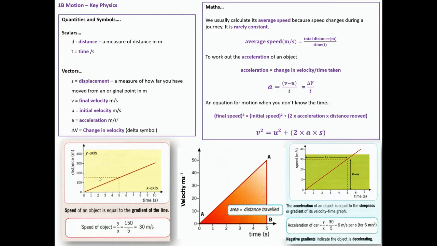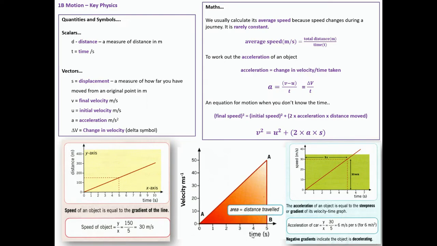3 key graphs to look at. First, distance time graphs. You've got to recognize what happens with these types of graphs and match it to scenarios. In this case, if I do the distance, anywhere on the graph, divided by the time, anywhere on the graph again, it will give me the speed, and I'm traveling at a steady 30 meters per second.